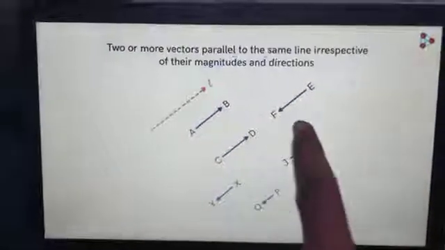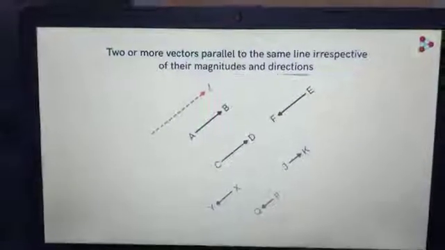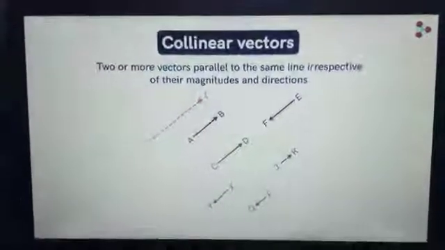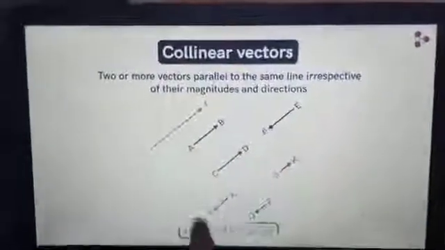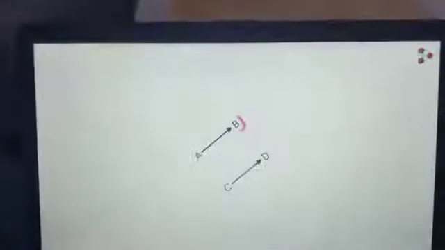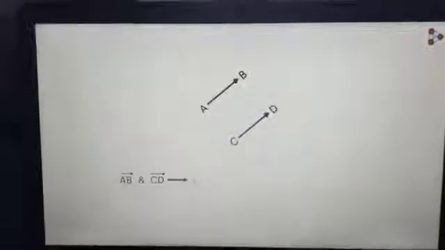Two or more vectors parallel to the same line, irrespective of their magnitudes and direction, have a name. This name is collinear vectors. You see, they are parallel and have the same line of action. You see, AB and CD are collinear vectors.